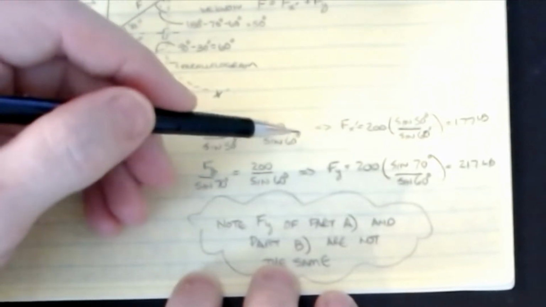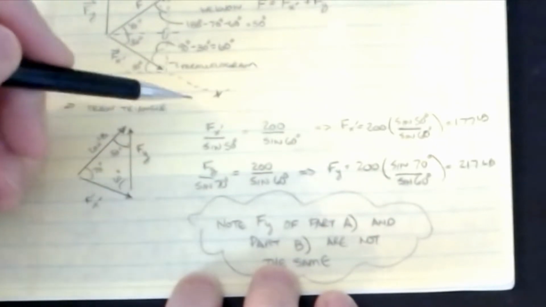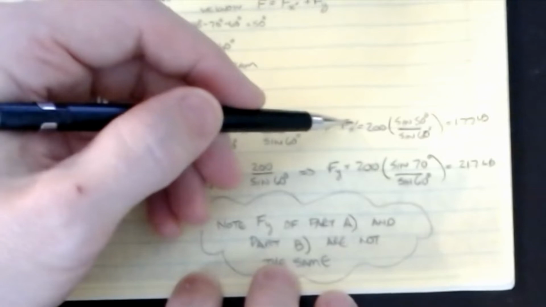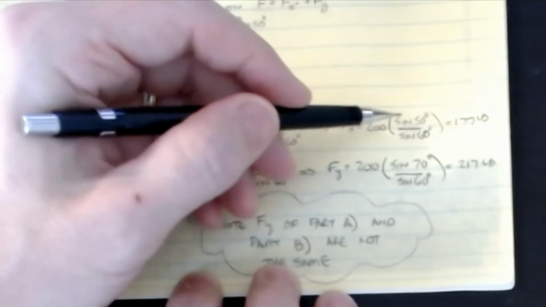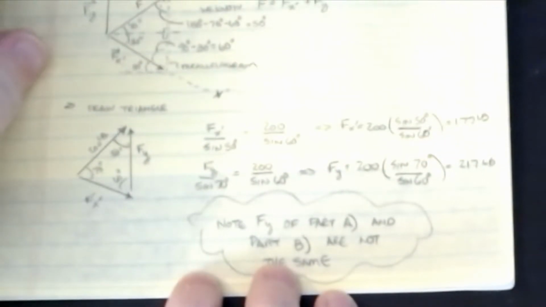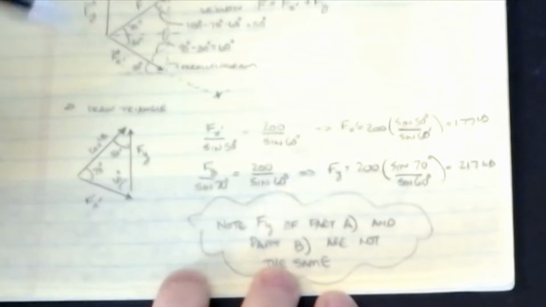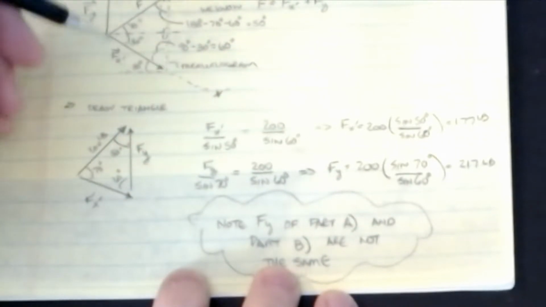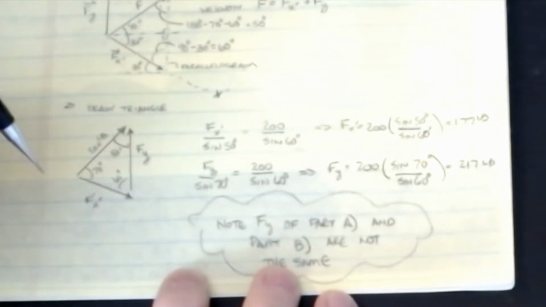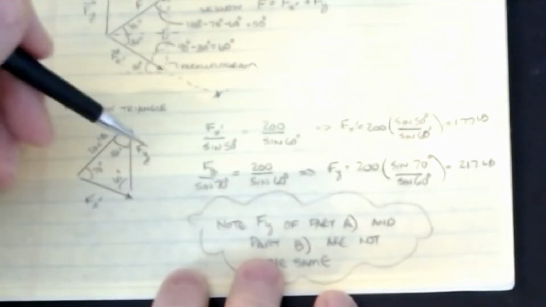I can compute that quantity, and I can solve for Fx prime as being 200 times the ratio of sine of 50 to the sine of 60. And if I do that, this Fx prime is now 177 pounds. That would be the value of this force acting along that line x prime that makes up the component of this guy. Then do the same thing to get Fy.